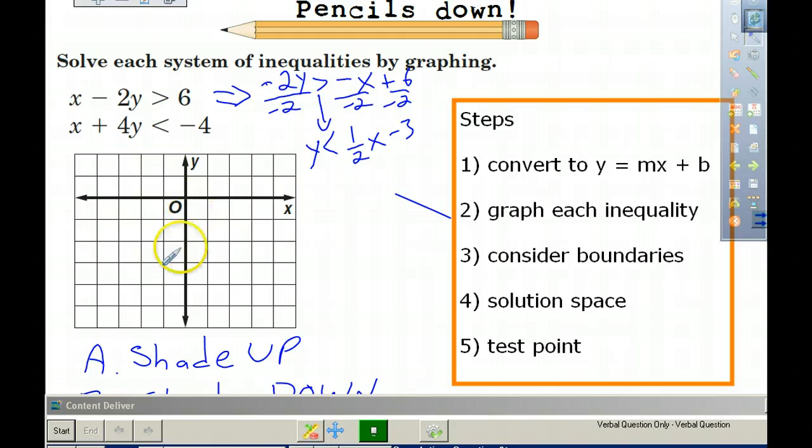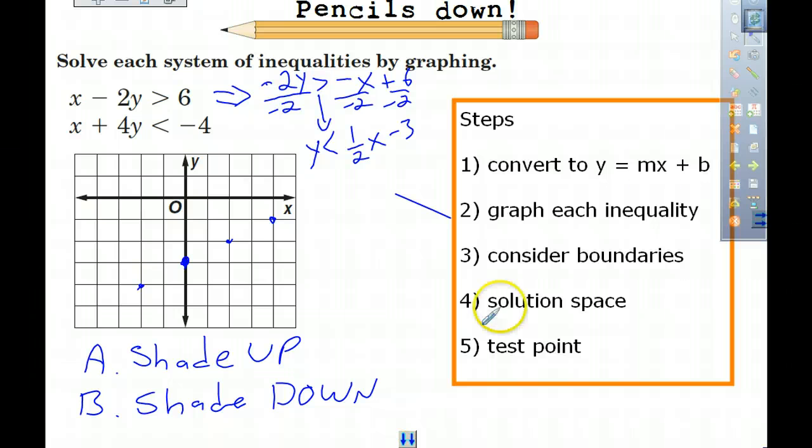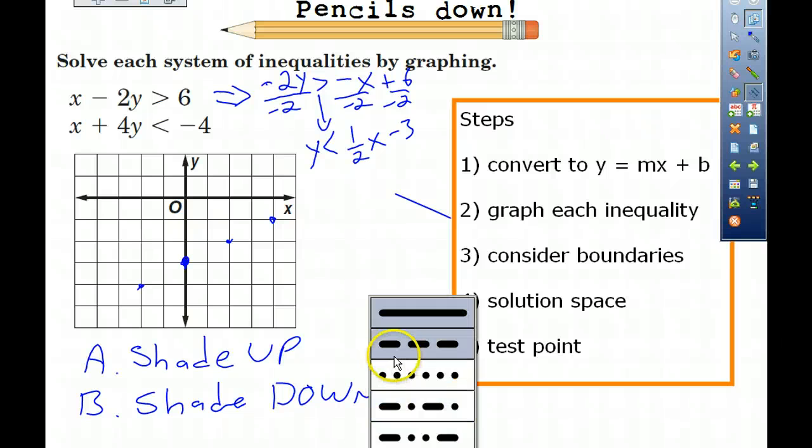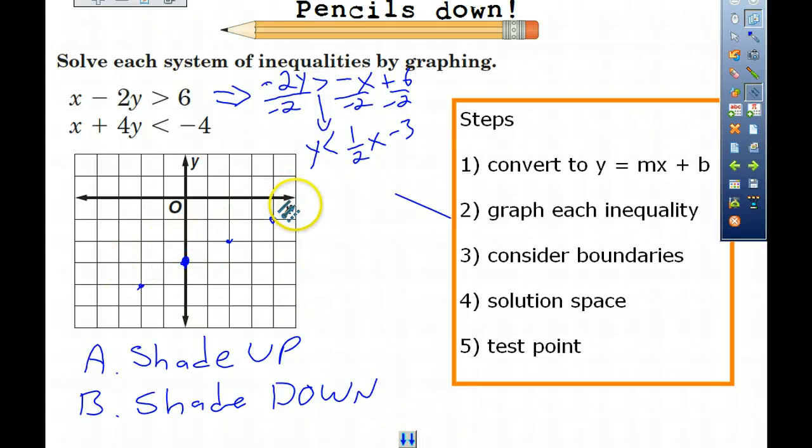All right, negative 3. And then shade up, and solid. Solid. Got it. All right, same thing for the second one.